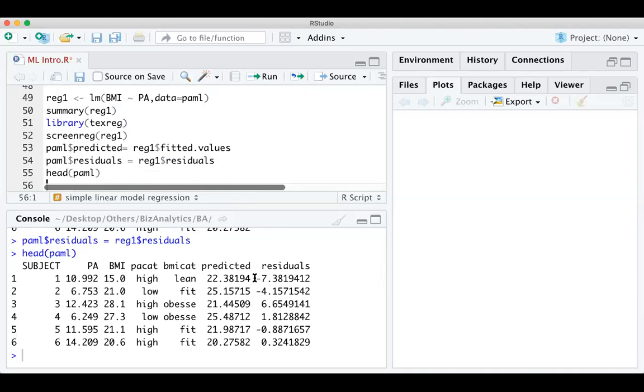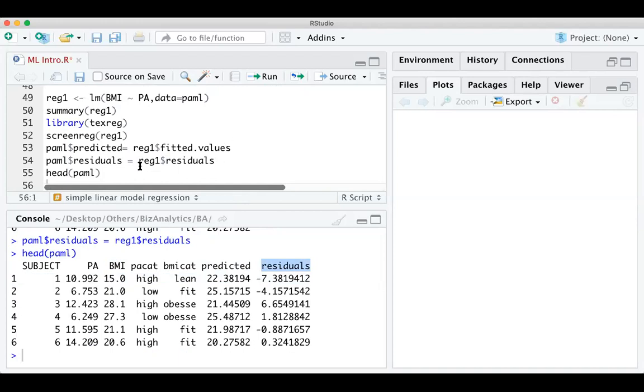How do I calculate residuals? It's the difference between actual and predicted. So this is your actual, BMI is actual, and this is your predicted. The difference between the two is what we call residuals. So everyone got this point, how to get the predicted and how to get the residuals also. I hope you can understand this, okay? And we can see how it is working.